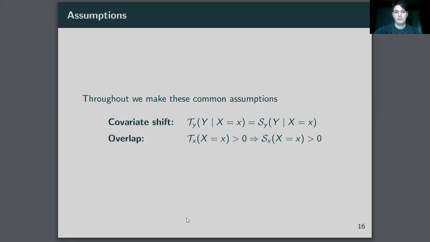And throughout, we've always made these assumptions of covariate shift and overlap, which are quite common in domain adaptation. Covariate shift just being the conditional distribution of labels given data being the same across source and target domains, and overlap being if we can see the data in the target, we will see it in the source. Both quite common and quite strong assumptions, but we will need them to be able to evaluate the bounds at all.